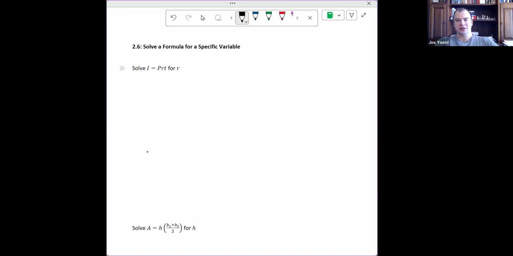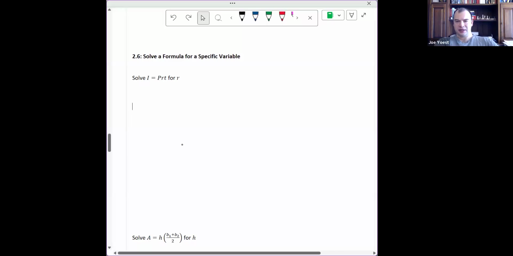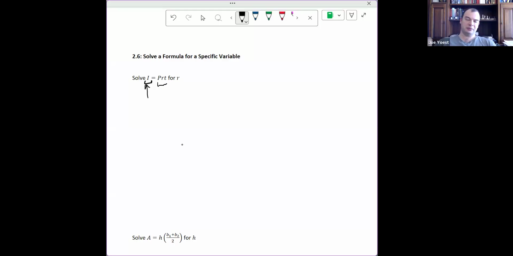If I notice that I have a formula like this one, I equals PRT, interest equals principal times rate times time, I might be interested. So right now, this is solved for I, right? My variable I, interest, is written in terms of all of the other variables. Interest is isolated by itself. Everything else is on the other side of the equal sign. So if I knew the principal, rate, and time of a loan, I could calculate the interest by plugging in a number for P, number for R, number for T, and doing the arithmetic, simplifying it out.